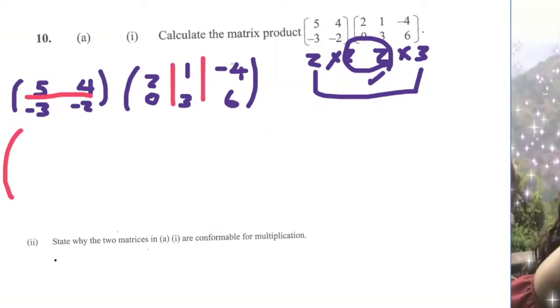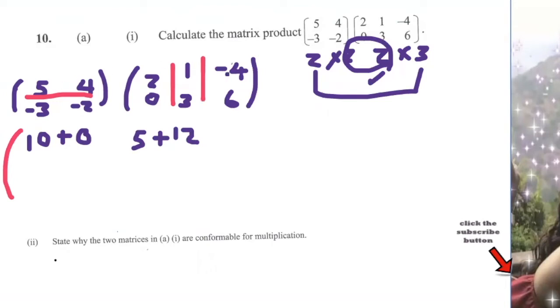5 times 2, that gives me 10, and then plus 4 times 0, that's 0. First row by second column, 5 times 1, that's 5, and plus 4 times 3, that's 12. First row by last column, 5 times minus 4, that's minus 20, and 4 times 6, that's 24, so it's plus 24.